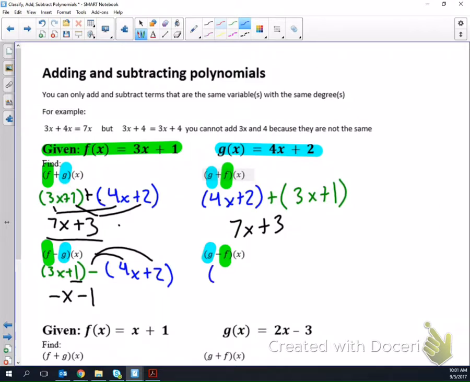All right, switching it up this time, we've got g first. So 4x plus a 2. And then minus the f of x, 3x plus 1. So then 4x minus 3x, it's just 1x, or just x. And then 2 minus 1 is a positive 1. So that did change our answer a little bit, whether or not we were doing f minus g or g minus f.